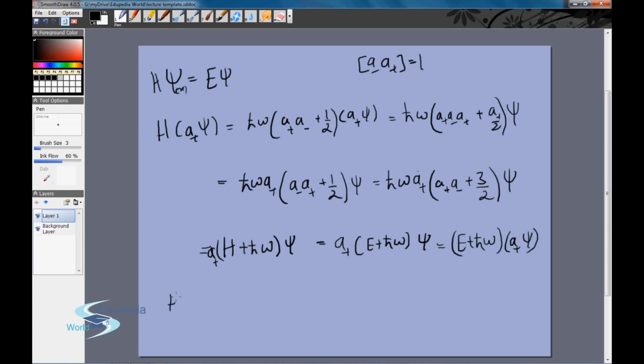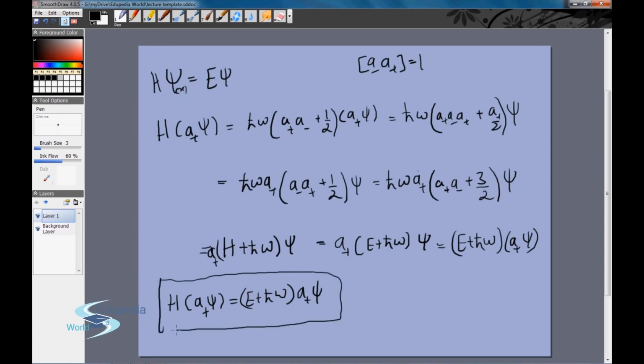And the result finally we get is the Hamiltonian of a plus psi is equal to E plus h omega times a plus psi. So notice this, we knew H psi is equal to E psi. That means psi satisfies the Schrodinger equation with energy E. And then we are able to calculate this, that H of a plus psi is equal to E plus h omega times a plus psi. This is basically equal to H psi dash is equal to E dash psi dash, where psi dash is a plus psi and E dash is E plus h omega.